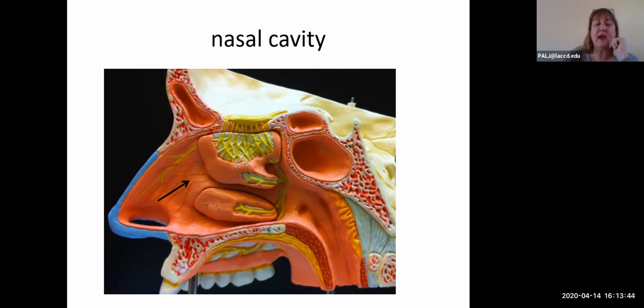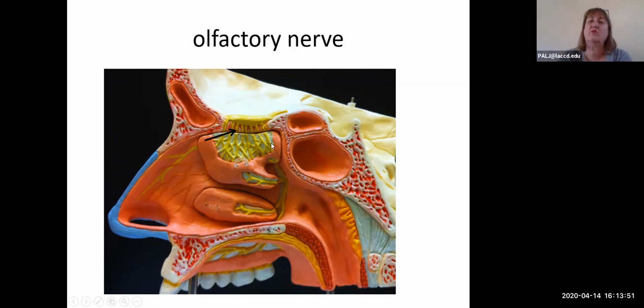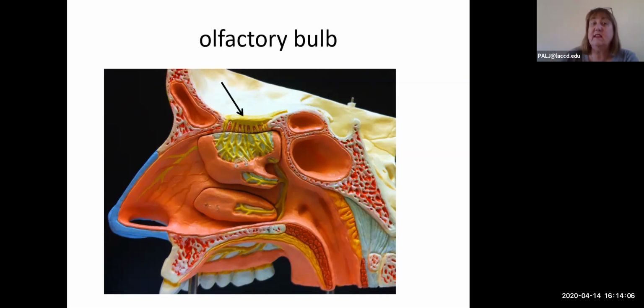And in the upper part of the nasal cavity, you have the little olfactory nerves which are going through the cribriform foramina, or the olfactory foramina of the cribriform plate. And so the dendrites are in the upper part of the nasal cavity, and then the other end of the neuron is in the olfactory bulb, where it's going to synapse, and then the sensory input will continue down the olfactory tract into the brain. And that's it for the sense of smell for lab.